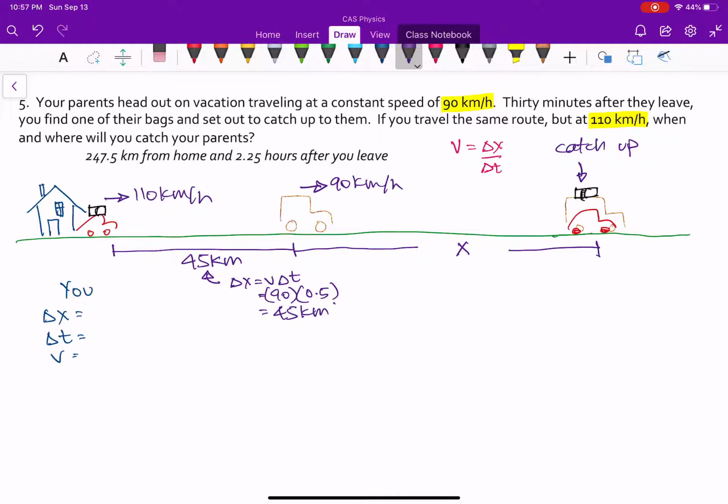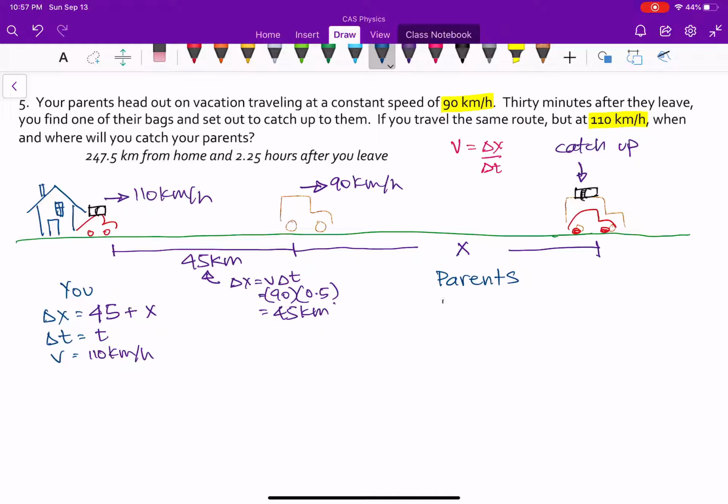So what you can say for you, the distance you have to travel is going to be 45 plus the distance extra until you catch up to them. The time it takes you, I don't know what it is, but let's call it T. So there's two variables in this problem. We don't know how long you're traveling for, and we don't know how far you have to go. Seems insurmountable, but if we put them in as variables, we can figure this out. We do know that your speed is 110 kilometers per hour. Now let's look at your parents.